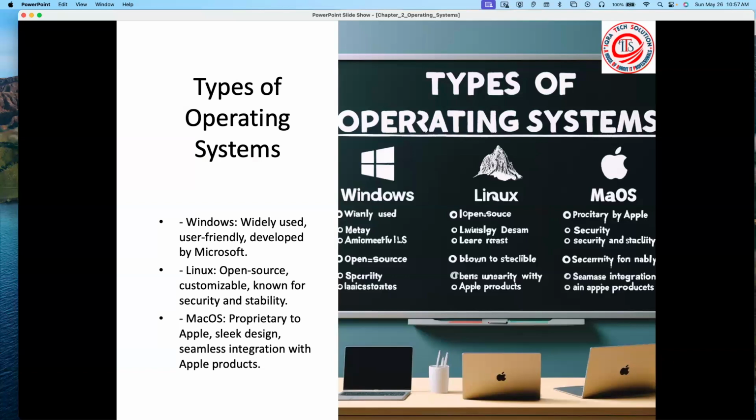And finally, there is macOS. This is Apple's proprietary operating system designed exclusively for Mac computers. It's known for its sleek design and seamless integration with other Apple products like iPhone and iPad. If you are in the Apple ecosystem, macOS makes everything feel connected.